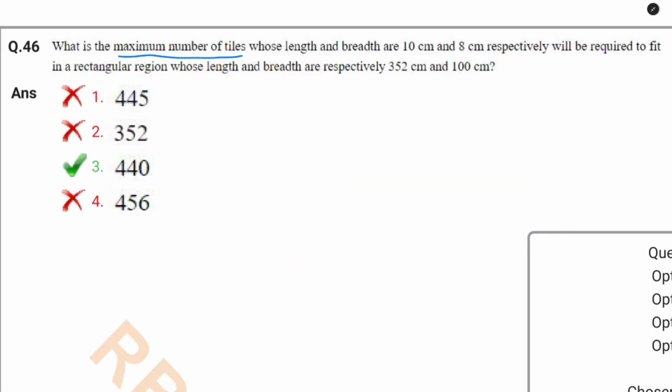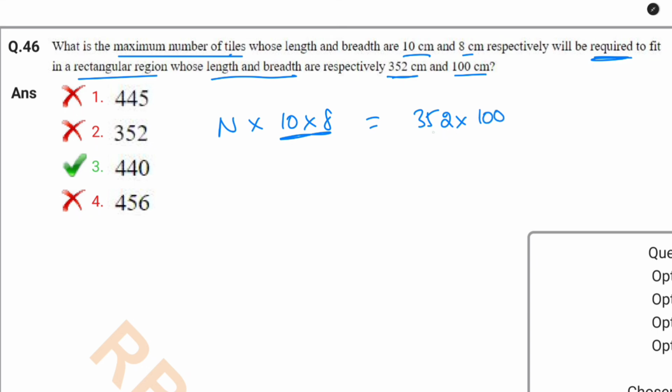What is the maximum number of tiles whose length and breadth 10 cm, 8 cm respectively will be required to fit in a rectangular region whose length and breadth are respectively 352 and 100. So that means n into this will be the rectangle area. Rectangle area will be L into B. So number of tiles into the tile area will be equal to L into B. So with this, how many we can find?